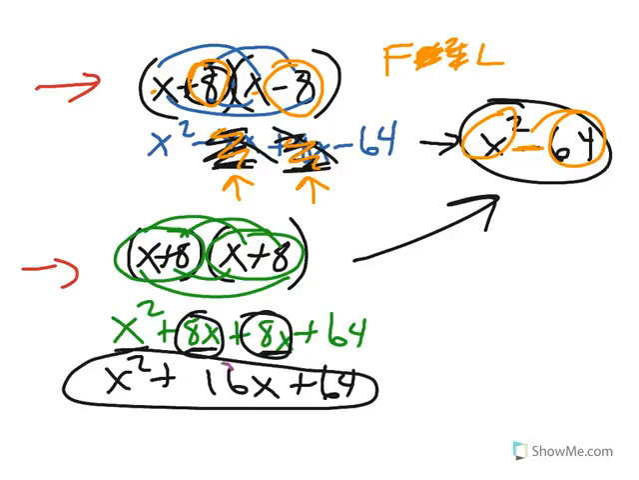This number here is always twice as big as that, and this number here is always this squared. So if you get two things that are exactly identical, you don't really have to go through the FOIL process again. You know you're going to get x squared, and you know you're going to get 64, and the middle term is just doubling one of those.